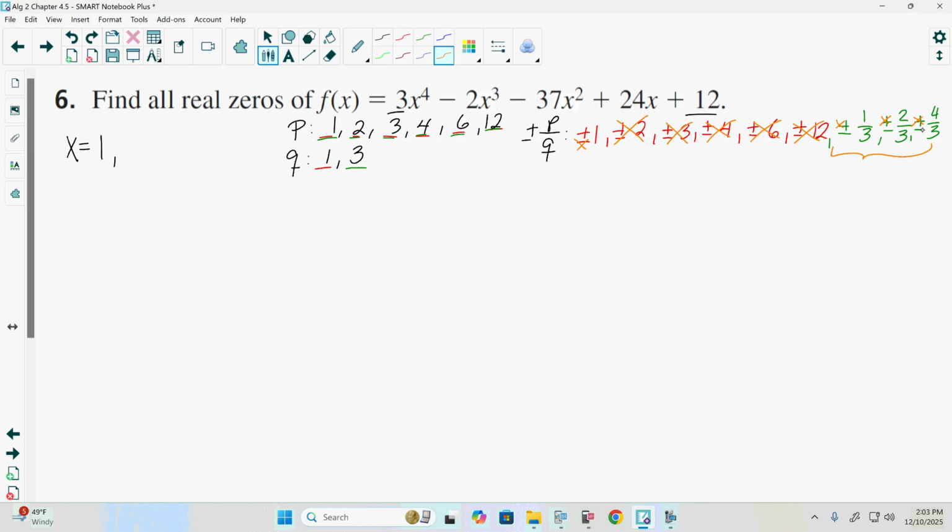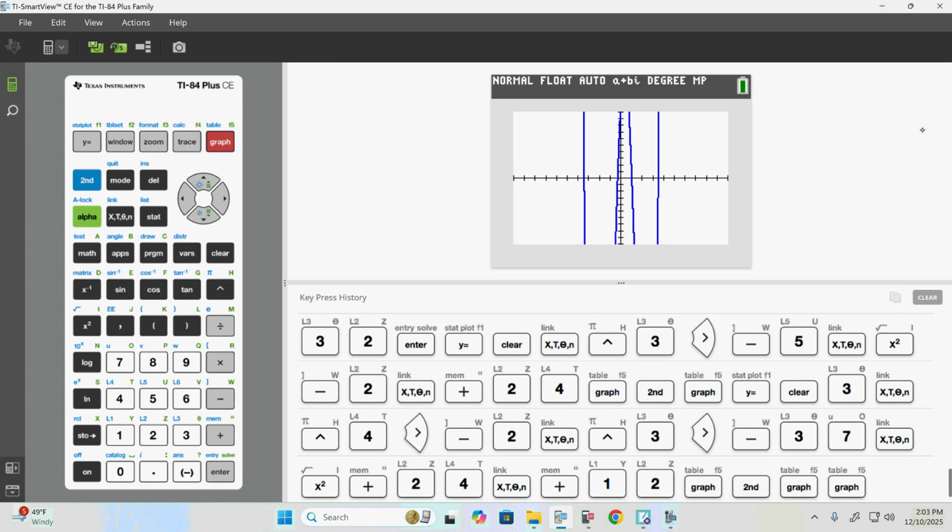Just by graphing it, we took out 1, 2, 3, 4, 5, 6, 7, 8, 9, 10, 11, 12, 13, 14 values we didn't have to check. Even with the value, we don't even look it up. So now we just need to look at negative 1/3, negative 2/3, and negative 4/3.